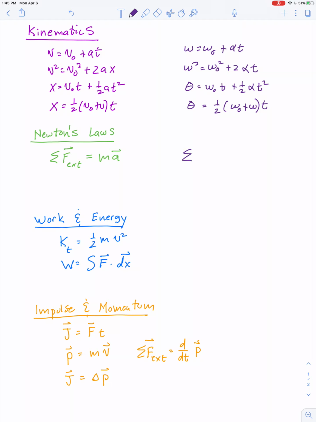Here's something new that applies to this unit we're beginning on rotational dynamics. It says the sum of all external torque, which is a vector quantity acting on an object, is equal to the object's rotational inertia multiplied by its angular acceleration. There will be much emphasis given to this equation in our new unit of study.